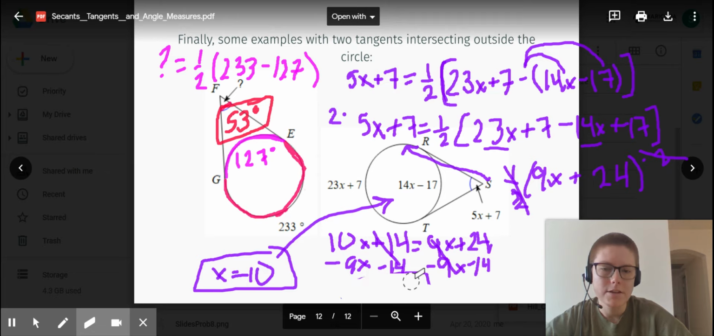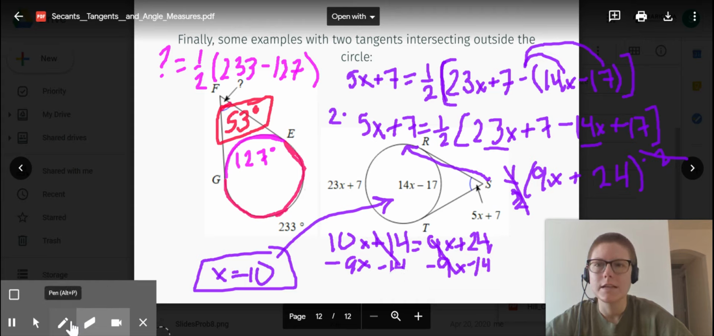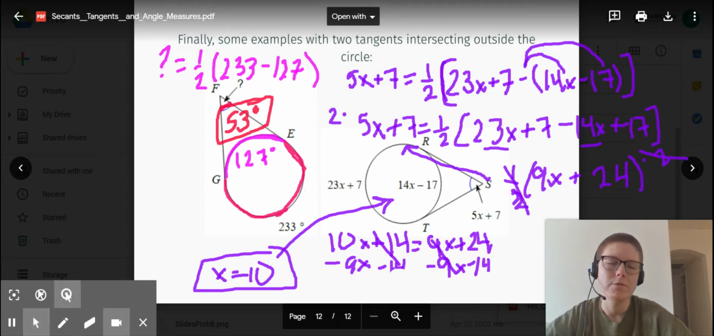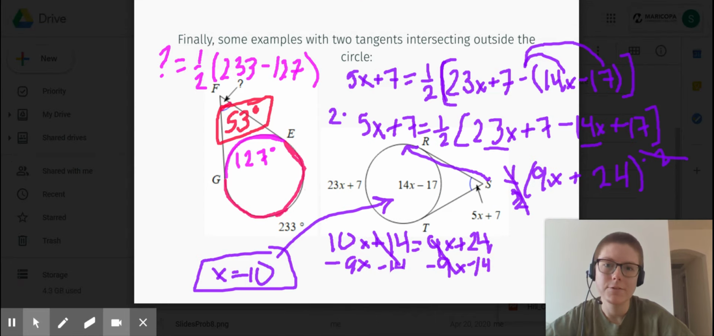That is how you solve each type of problem that we have talked about today with secants and tangents and angle measures. Hopefully that is good and helpful.